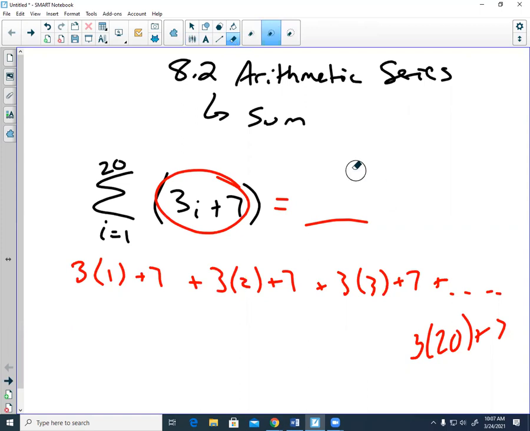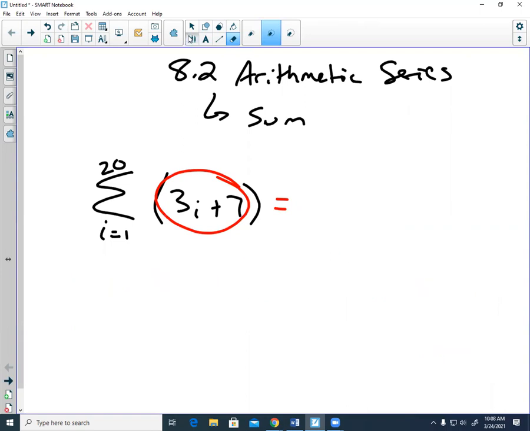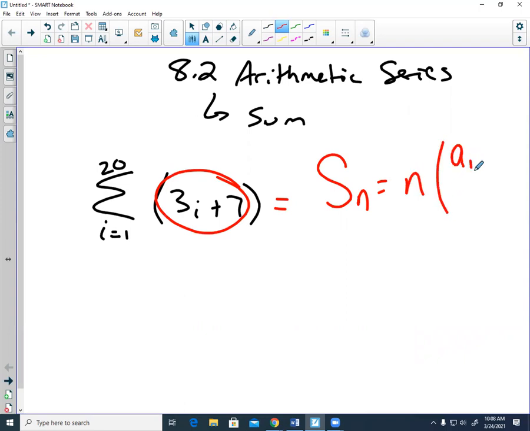I'm going to try to erase some of this. This is still 8.2. So the sum is going to be Sn equals N times A1 plus AN, over 2. Here N would be 20 because that's what you're going up to. I'll run through that example on the left. Instead of having to find every single one of the terms from term 1 to term 20, we just have to find term 1 and term 20.